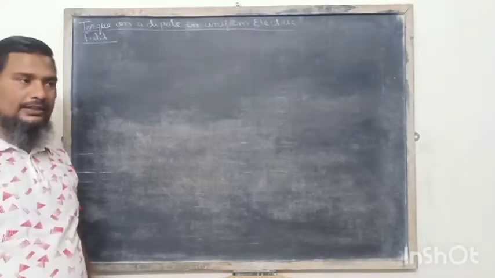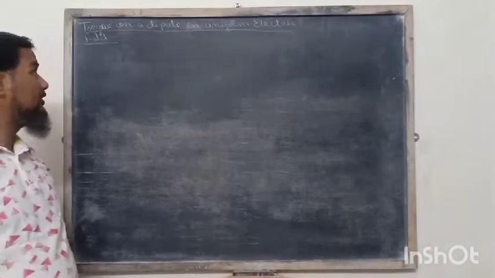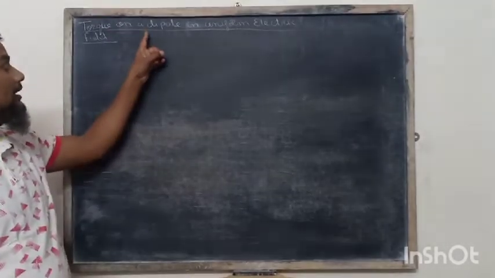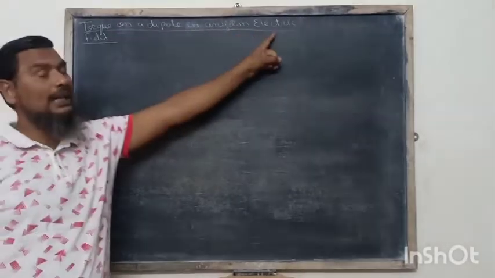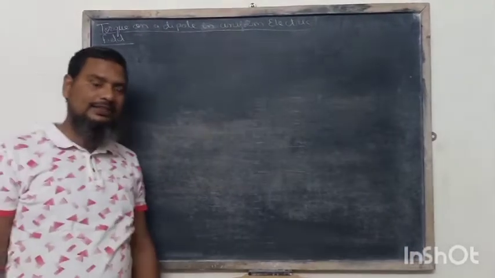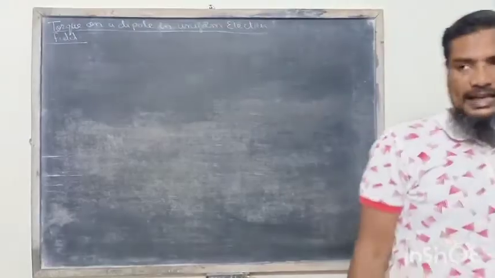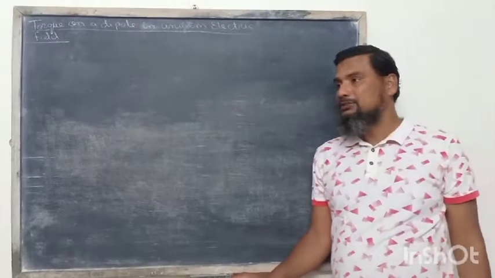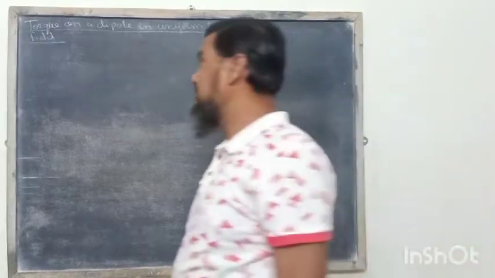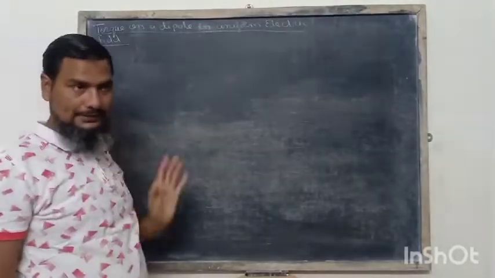Hello everyone, this is my 12th lecture, and in this lecture we shall discuss the torque on a dipole in a uniform electric field. Yesterday we discussed the electric field intensity due to a dipole in two cases: number 1, on the axial line, and number 2, on the equatorial line. And today we shall discuss the torque on a dipole in a uniform electric field.